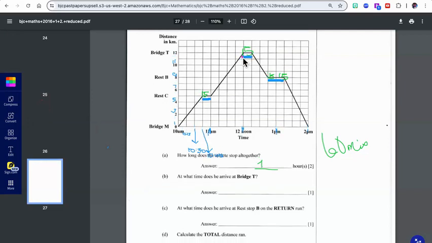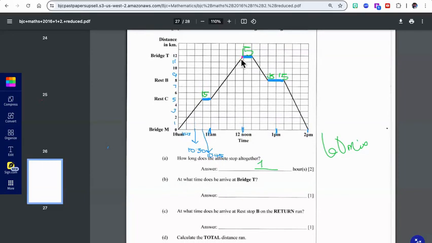So at Bridge T, which is there, if I were to come straight down, let's come straight down on the line, not between the line, not between the boxes, but on the line. What time did he arrive at Bridge T? Everyone sees that? So when the question asks us for the distance or the time, you would have to be on the whole lines. So that would be 12 noon.